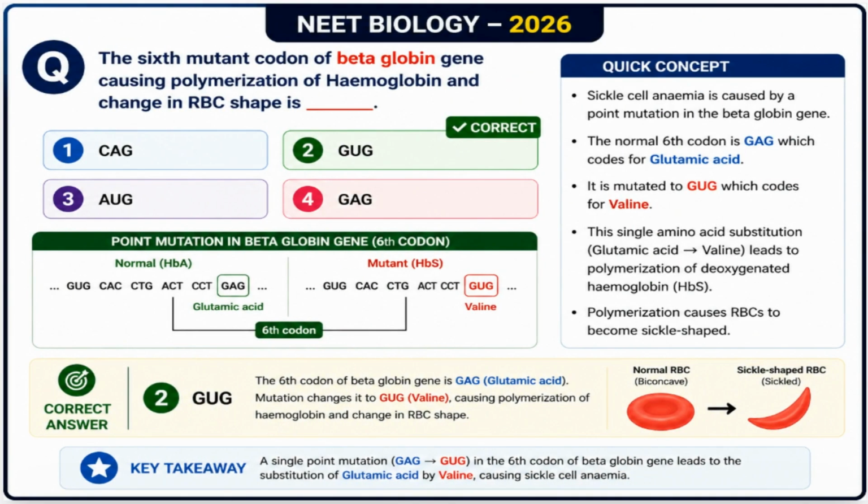The 6th mutant codon of the beta-globin gene causing polymerization of hemoglobin and change in RBC shape is what? The correct codon is GUG, a mutation of GAG which substitutes glutamic acid with valine, causing sickle cell anemia.